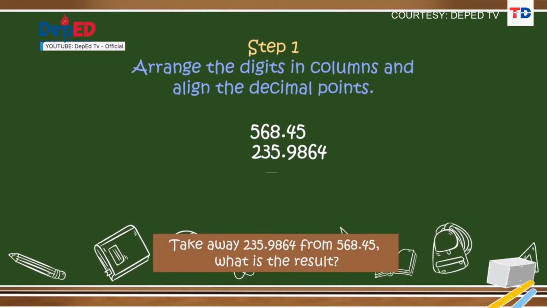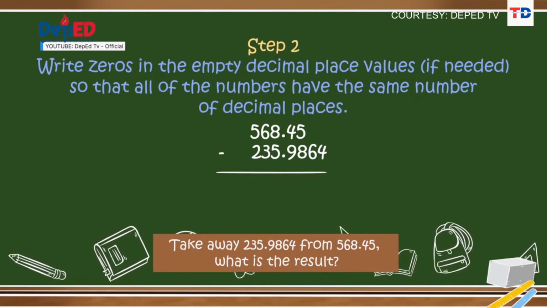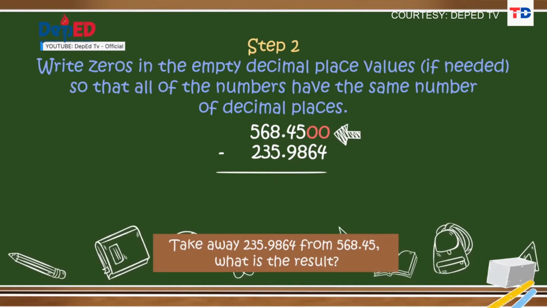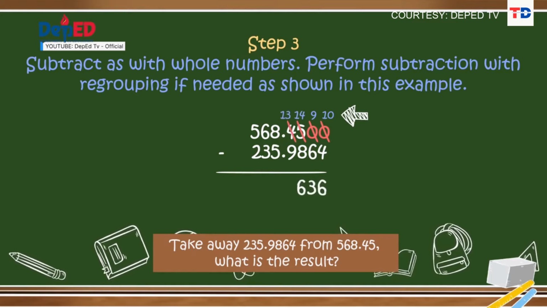Step 1. Arrange the digits in columns and align the decimal points. In this case, the minuend is right after the words "subtracted from." Step 2. Write zeros in the empty decimal place values, if needed, so that all of the numbers have the same number of decimal places. Step 3. Subtract as with whole numbers. Perform subtraction with regrouping if needed, as shown in this example.